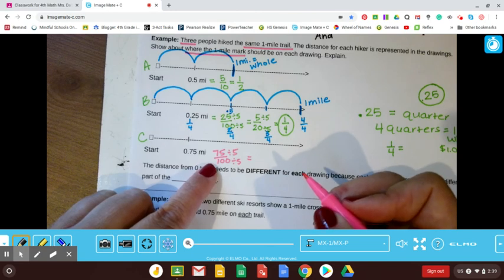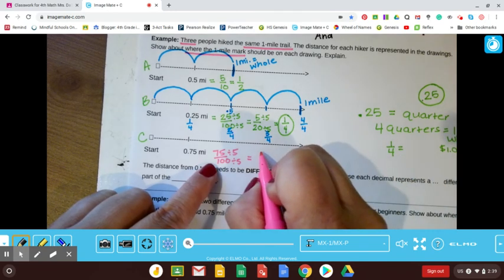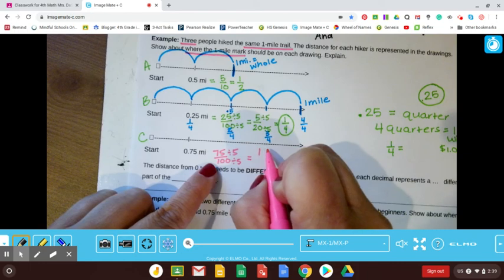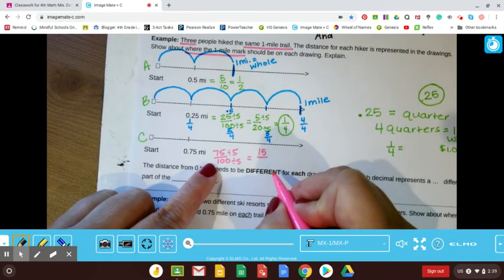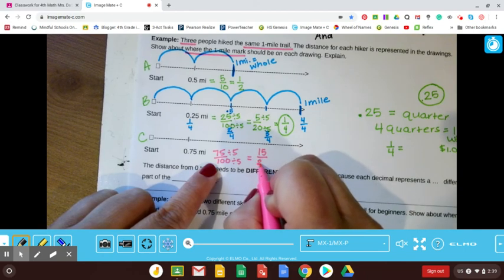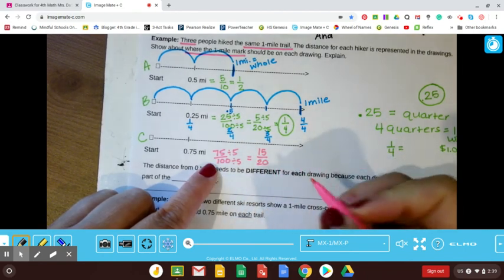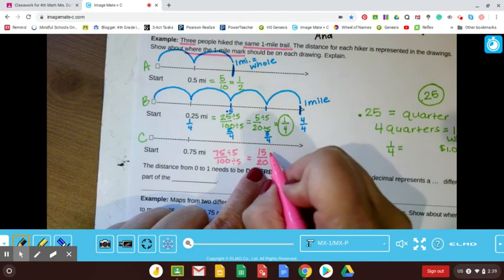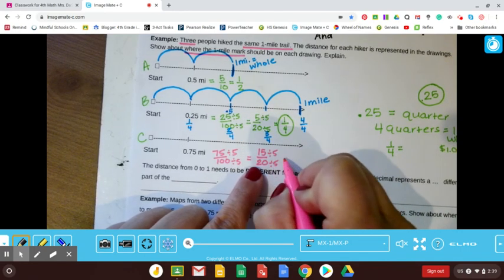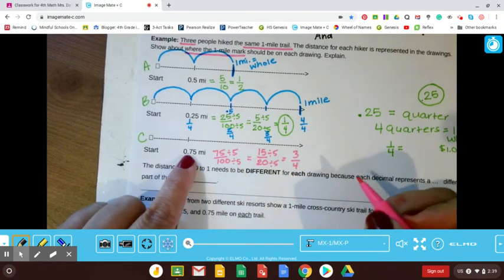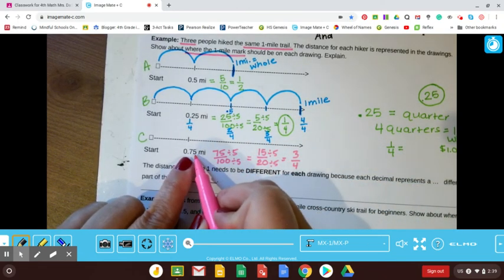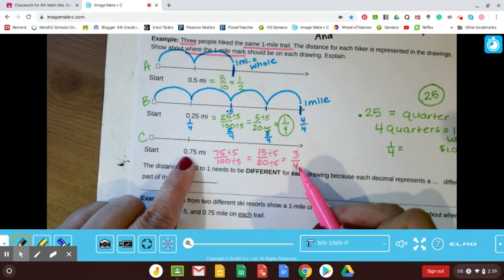So what's 75 divided by 5? I need to do a little math. That works out to be 15. And 100 divided by 5 is 20. So I have 15/20ths. I think I can go even further. I can divide top and bottom by 5, and I can get 3/4. So 75 hundredths is equivalent to 3/4.